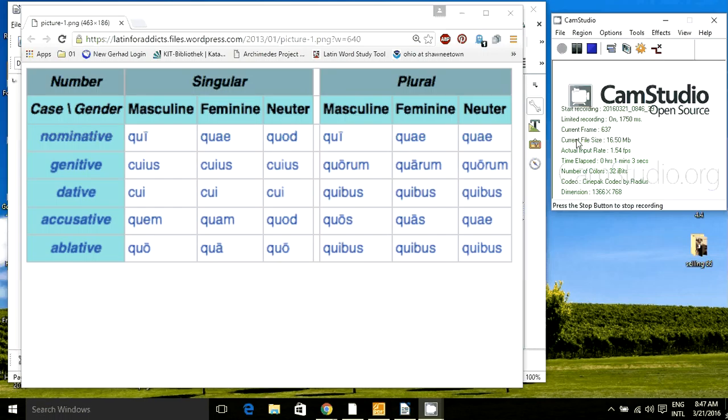The ones that usually give people problems are the neuter plural, the nominative and the accusative. When you see that quae, your mind will often go right to the feminine. But remember, quae is also neuter, in the nominative and accusative. Don't forget that that's how those are spelled.